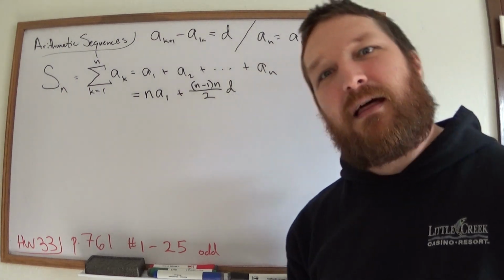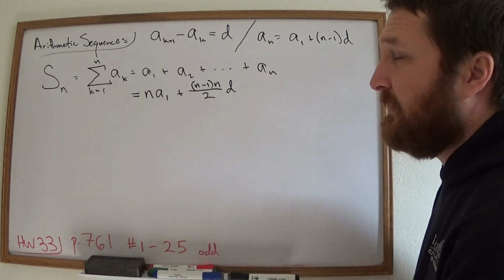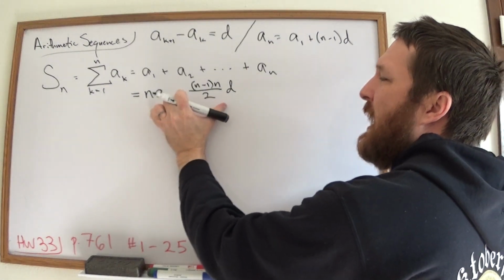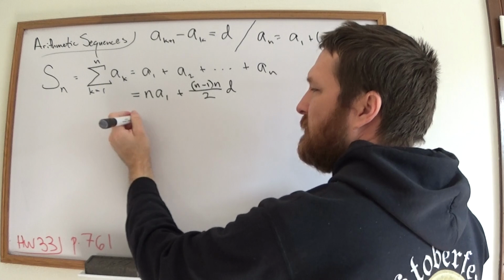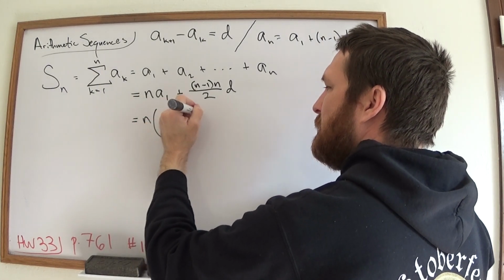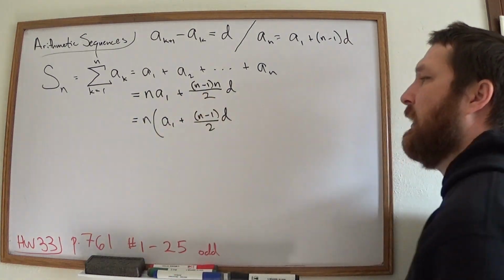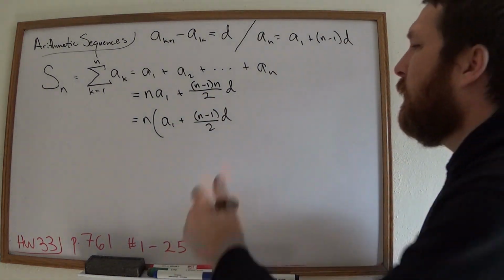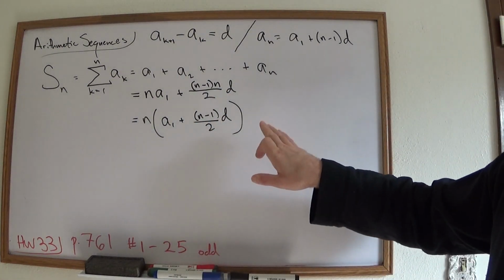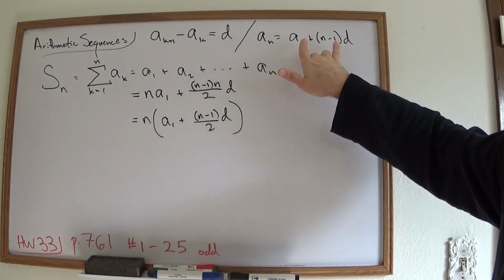It may not be that important, but this is kind of interesting, something that's about to happen, and I think this is pretty cool. We're going to talk about it briefly, but notice I have an n in both terms, okay? So I'm going to factor out an n and see what's left over: a1 plus n minus 1 over 2 d, like that. Now, you might notice that this looks very familiar. It's very close to that.